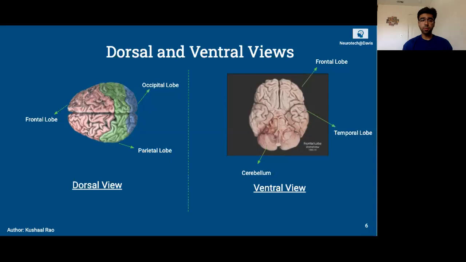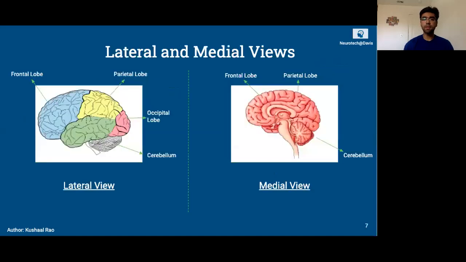Similarly, we also have the lateral and the medial views. These are views from the side, they're cross sections of the brain. Over here you have the lateral view, and that's kind of like from the outside in. This is arguably the most common view when you look on Google Images, or when you draw a brain, you usually draw it from the side and from the outside specifically.